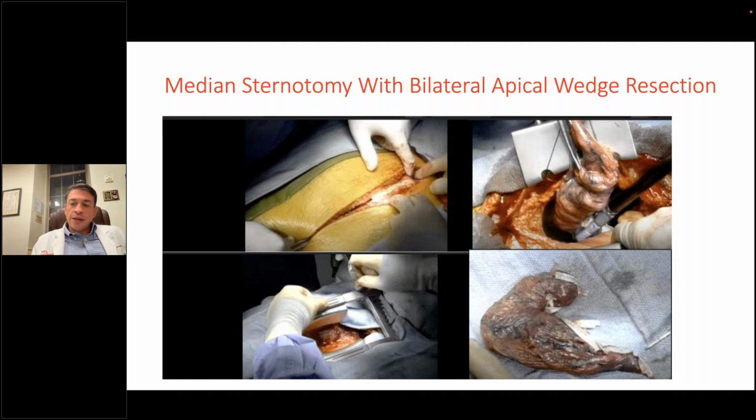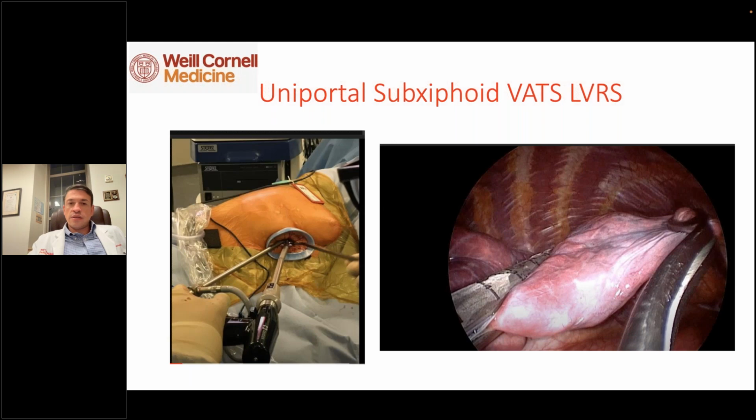Also, as a reminder, when the NETT trial was published, these were mostly open resections with a median sternotomy. We never do that nowadays. Nowadays, the procedure looks something like this: either single port or 2 to 3 ports, a VATS procedure.